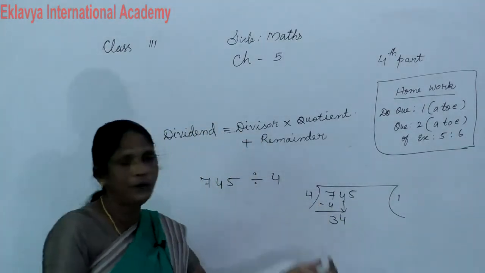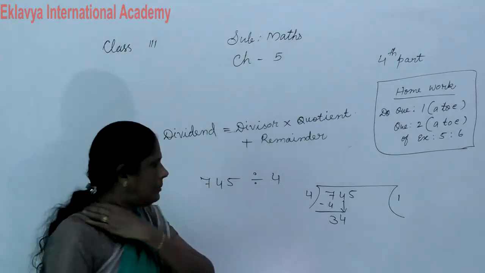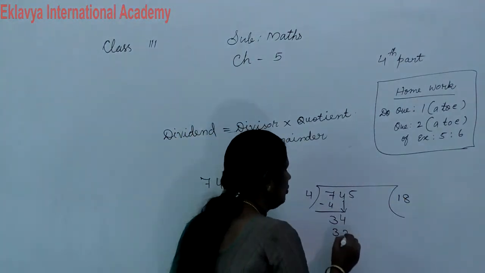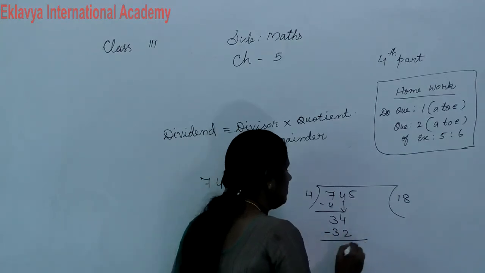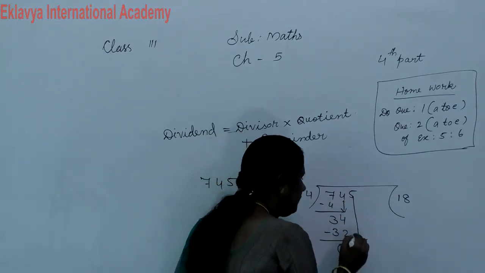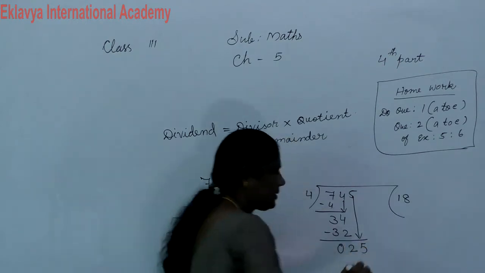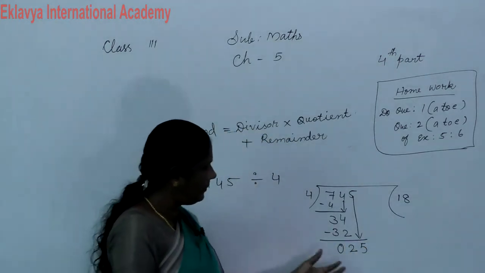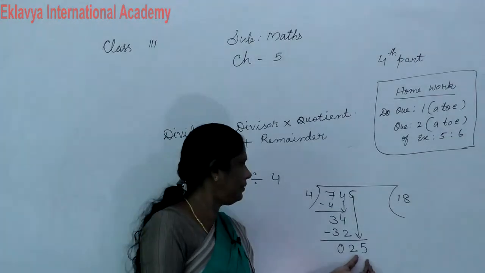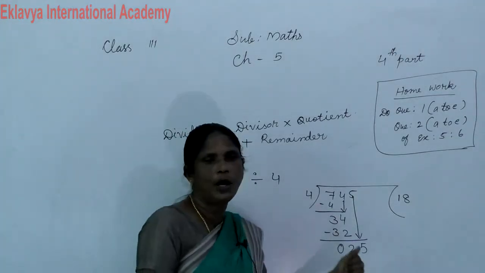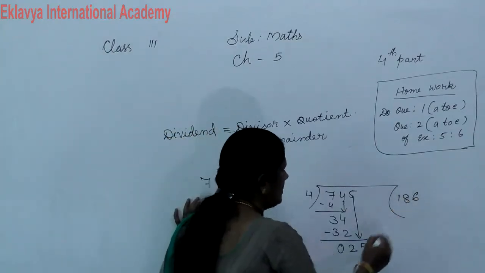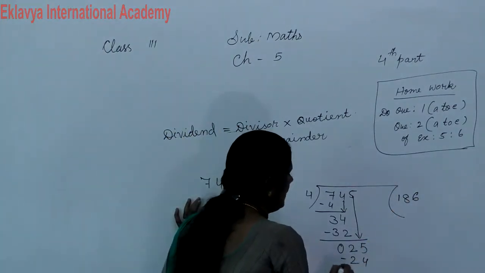The table of 4, how many times come? 8 times, then 32. Then 2, 0. Which number comes down? 5 comes down. Then now our number is 25. The table of 4, how many times come here? 6 times 24. Then subtract.